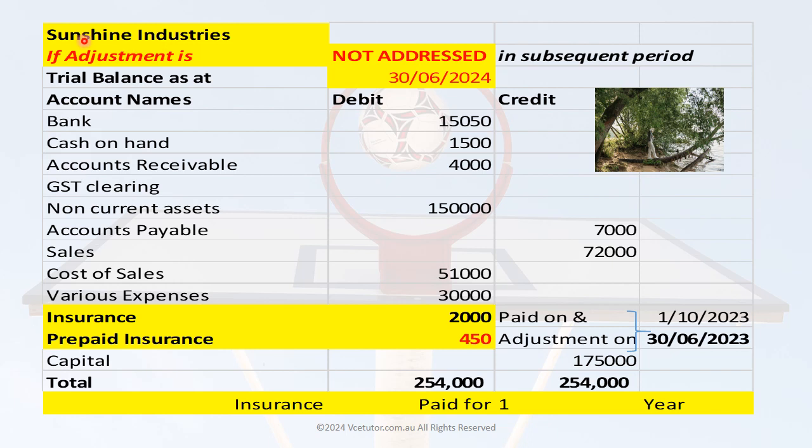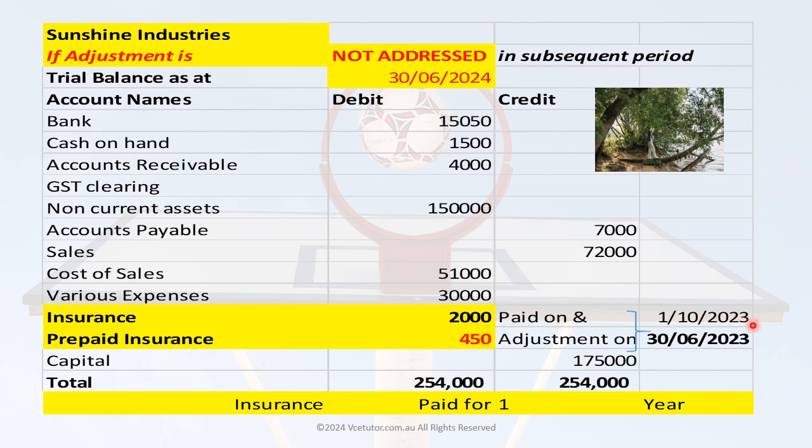In the subsequent year, Sunshine Industries, if the adjustment is not addressed by the bookkeeper or accountant, assistant accountant, what happens in trial balance on 30th June 2024? Trial balance, as I mentioned earlier, is a list of account names, their balances on the debit, their balances on the credit, and then check the two balances are equal.